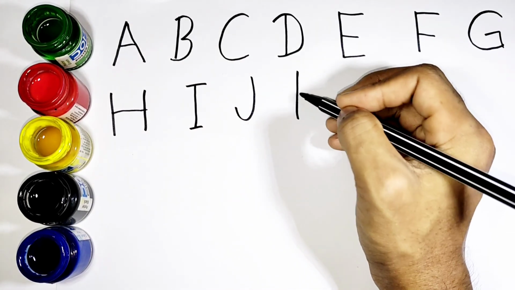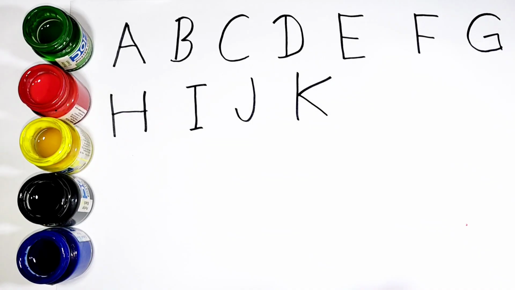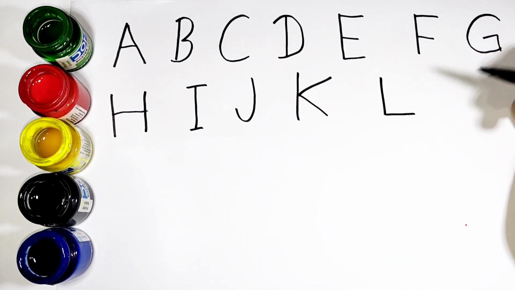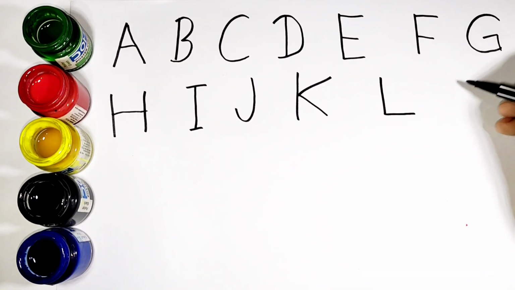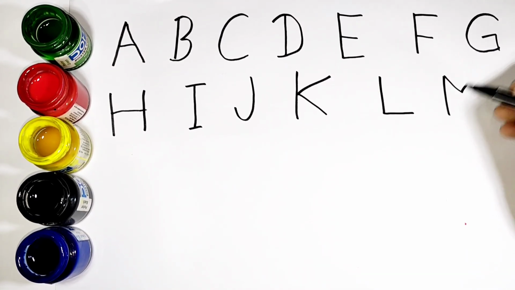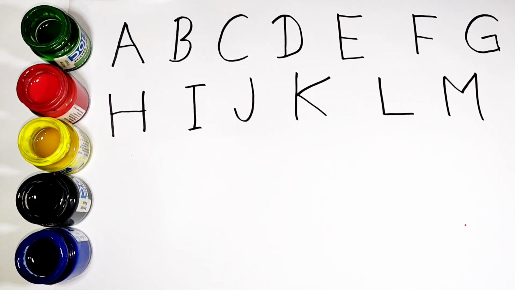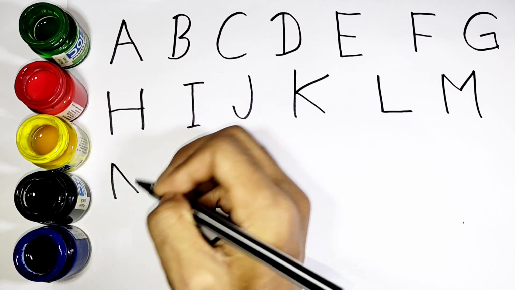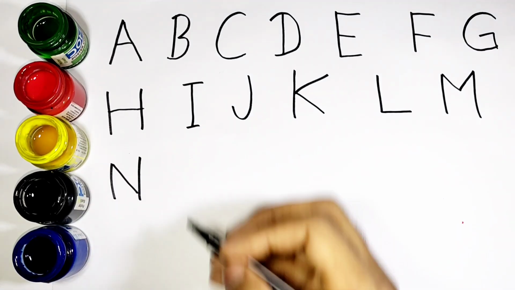The next one is J. And now we draw the alphabet of K. K for king, K for kite. The next one is L. L for lion, L for lemon. Now we draw M. M for moon, M for mango. Kids, the next one is N. N for nose, N for nest.